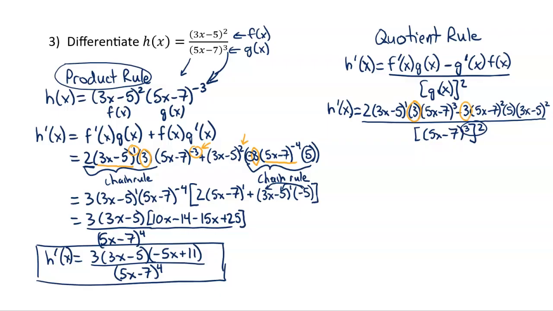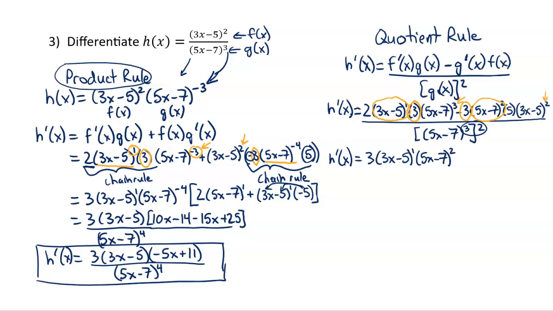Now you'll notice I have some common factors here. I have a common factor of 3 in the numerator, and I also have a (3x minus 5) to the power of 1. That's the lowest power of the binomial. I'm always trying to factor out the lowest power of the binomial. For the 5x minus 7, the lowest power of that one is 2. So I'm going to common factor out the 3, the (3x minus 5) to the power of 1, and the (5x minus 7) to the power of 2.